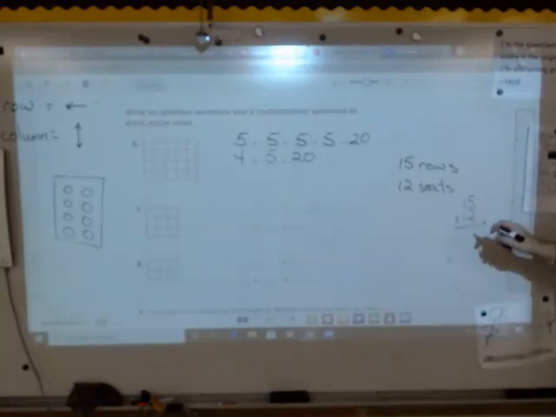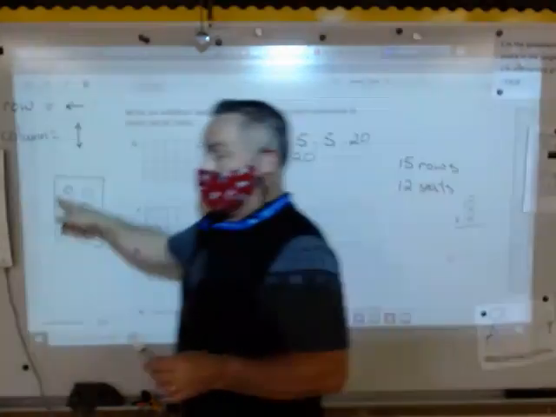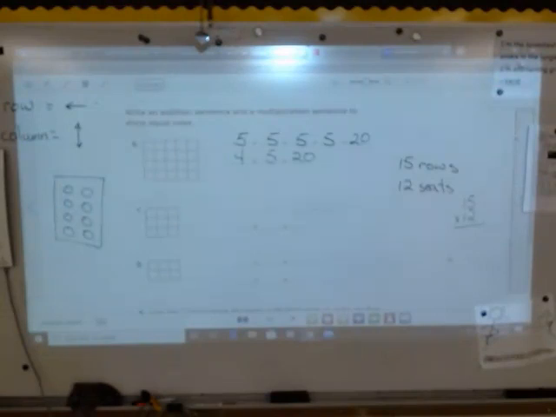Now, we can't do that yet, okay? But that would be easier than going like this. 1, 2, 3, 4, 5, 6, 7, and just counting all the rows, wouldn't it? Once you know how to do this, that makes it easier. And that is another nice thing about arrays, all right?